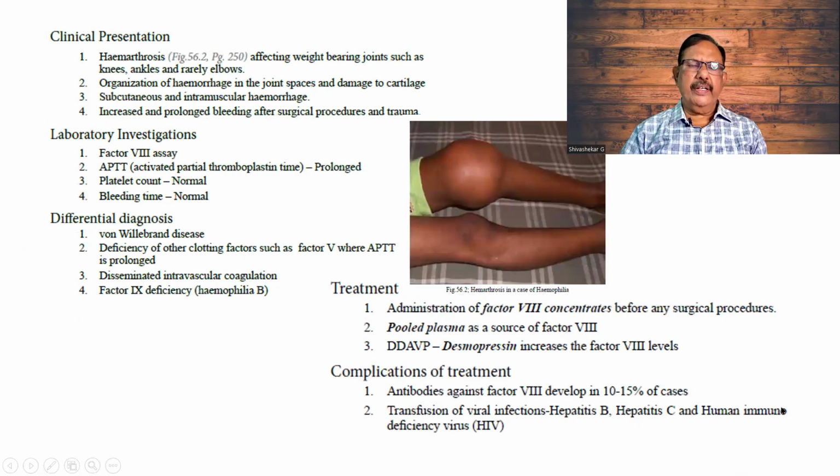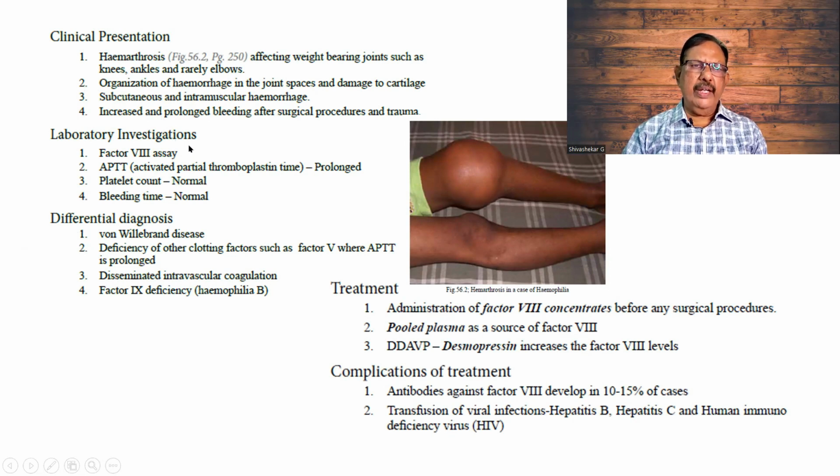The clinical presentation can be hemarthrosis. Look at this one, bulge in the knee. This can be given as a chart for us. Organization, hemorrhage in the joint spaces. Subcutaneous, intramuscular hemorrhage. Increased bleeding time and prolonged bleeding after surgeries.